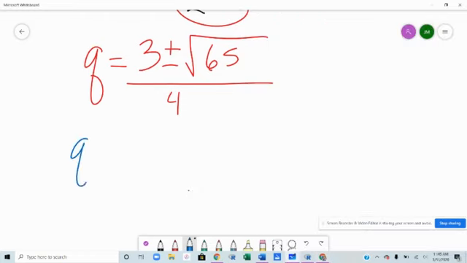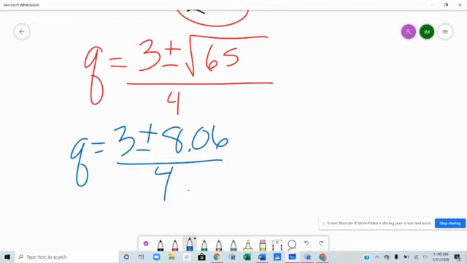So we have Q equals 3 plus or minus 8.06, all divided by 4. So we just took the square root of 65 to get 8.06.